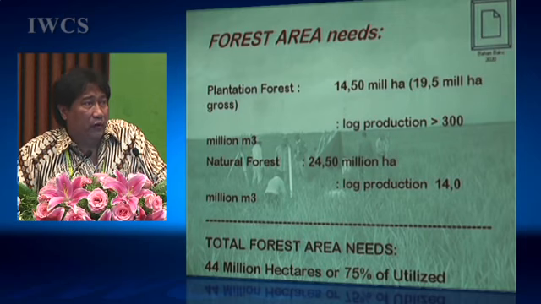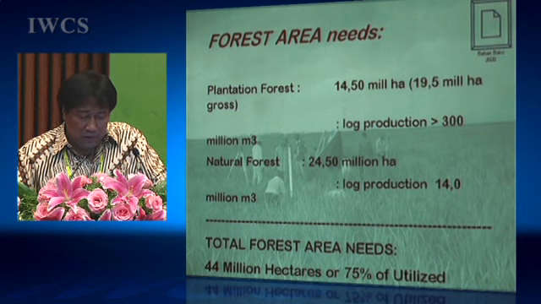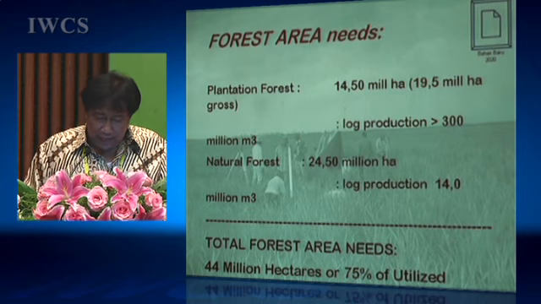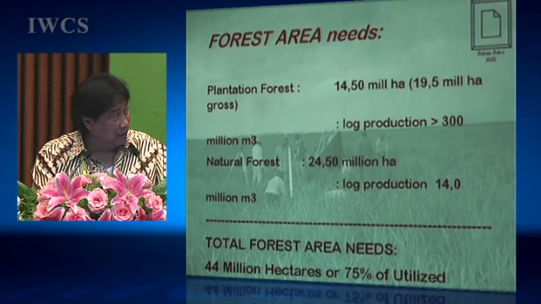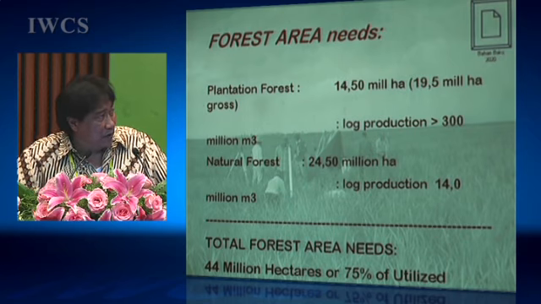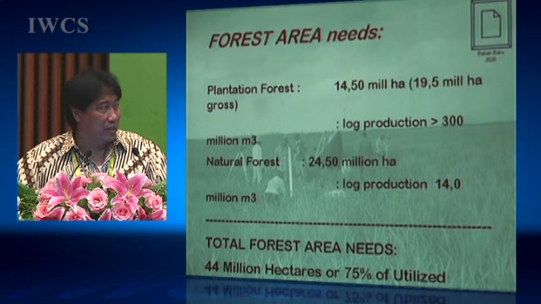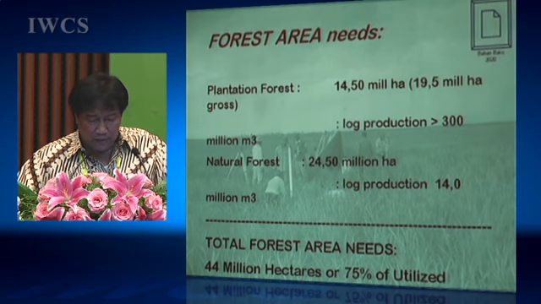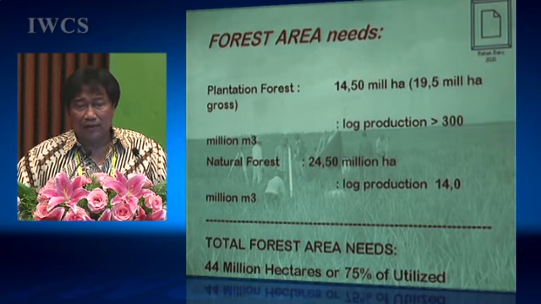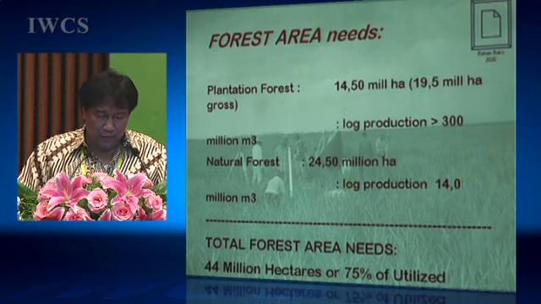In 2020, when we have an ambitious target, we also need the forest area bigger and bigger, more and more. For example, in this chart, we can see that we need 14.5 million hectares of forest area to be grown and produce more than 360 million cubic meters of log. And from natural forest, we need 24.5 million hectares of land area to produce about 14 million cubic meters of logs.